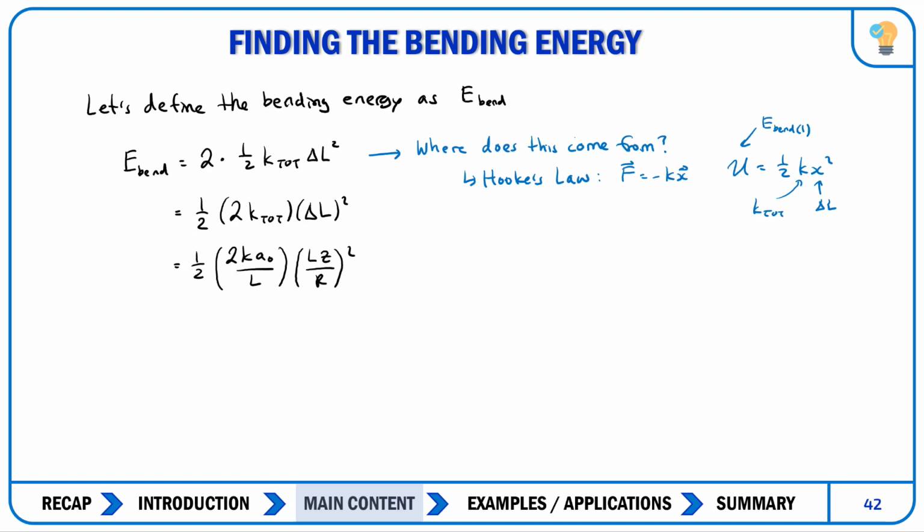So between all of that, we can then say E bend is equal to 1/2. I'm going to rearrange some terms here. And we get 2 k a naught z squared times L squared over L, which is just L, so it's going to be L over R squared.